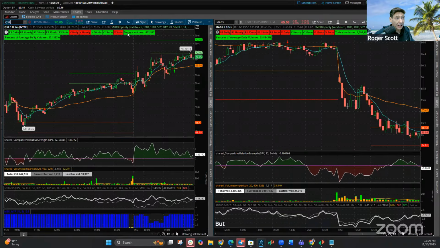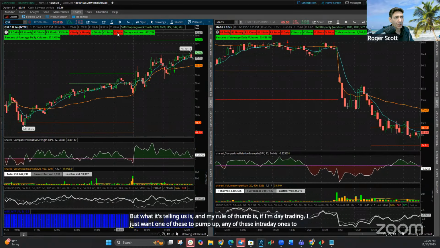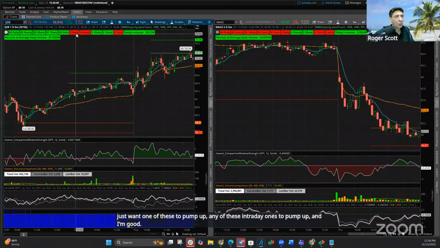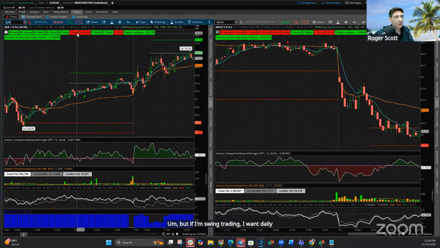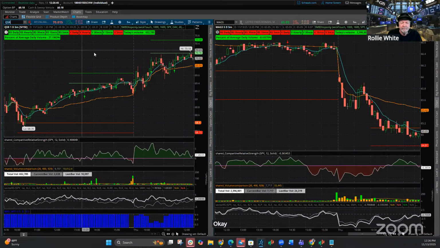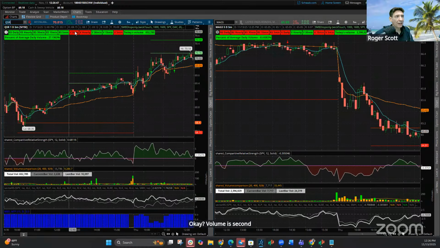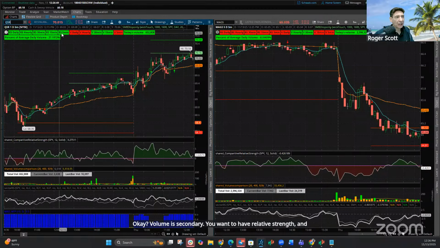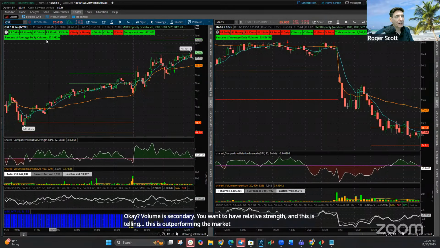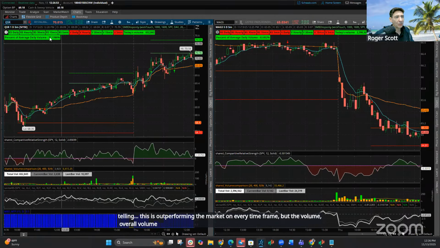But my rule of thumb is, if I'm day trading, I just want one of these to pump up. Any of these intraday ones to pump up, and I'm good. But if I'm swing trading, I want daily volume to be pretty good too. Volume is secondary. You want to have relative strength, and this is outperforming the market on every time frame. But the overall volume is really low.